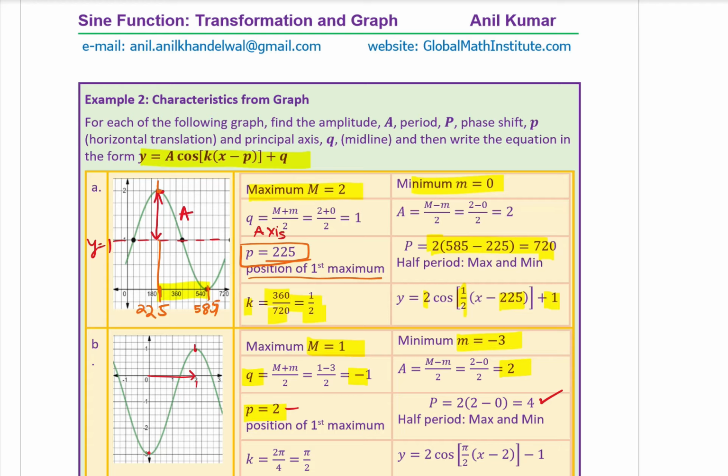Once we know the period, we can find the value of k. I've written this in radians. k will be 2 pi by period p, right? So k equals 2 pi divided by period p. P is for us 4. So 2 pi by 4 gives us pi by 2. And using all these values, we get our answer that the equation of this graph is y equals 2 cos of pi by 2 (x minus 2) minus 1.